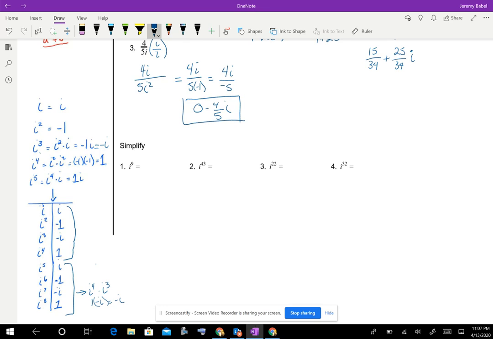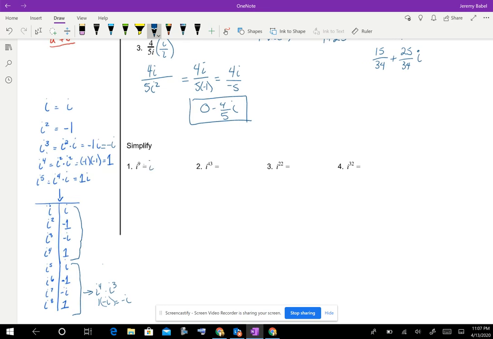All right, so following that pattern for i to the ninth, the next one in line would just be plain old i. But we can look at it as i to the fourth times i to the fourth times i. 4 plus 4 plus 1 is 9. So that's 1 times i, or just i. And so the number of groupings of 4 we can get is kind of important here.